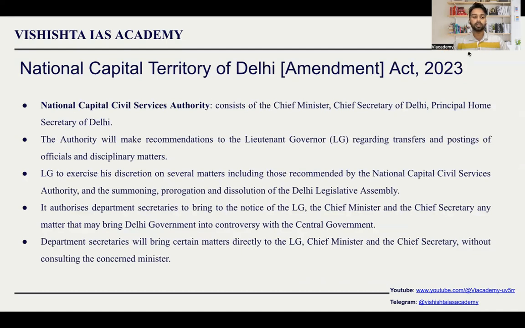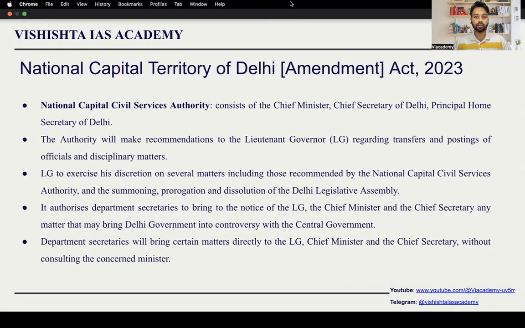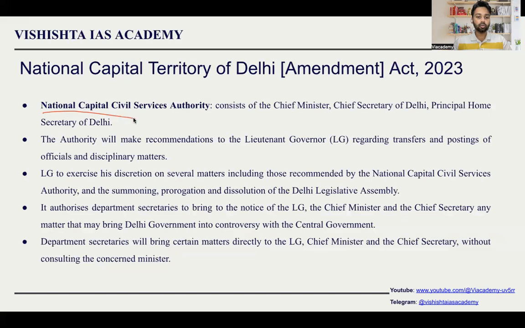A lot of problems are happening with the National Capital Territory of Delhi. Recently, the government has come up with an amendment to the National Capital Territory of Delhi also. So we need to know what it is. They have established a certain authority. The name of the authority is the National Capital Services Authority. Who constitutes this authority is very important. It is constituted of the Chief Minister, the Chief Secretary of Delhi, and the Principal Home Secretary of Delhi.